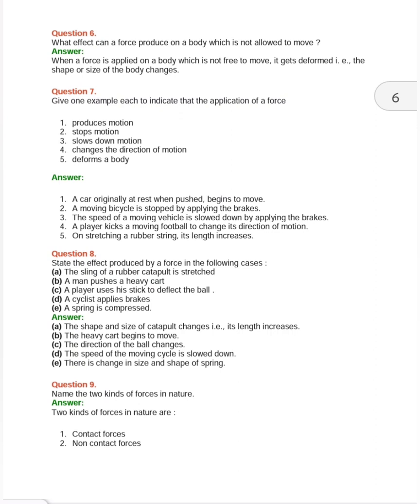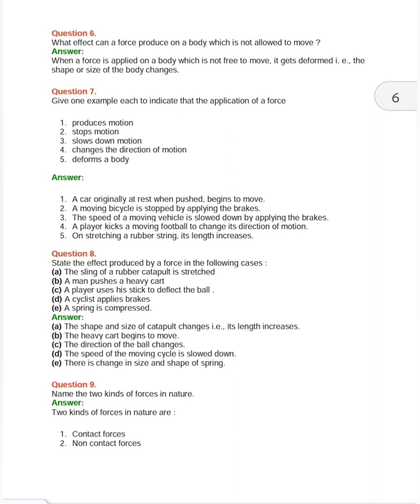3. Slows down motion. Answer is 3. The speed of a moving vehicle is slowed down by applying the brakes. 4. Changes the direction of motion. Answer 4. A player kicks a moving football to change its direction of motion. 5. Deforms the body. Answer is 5. On stretching a rubber string, its length increases.